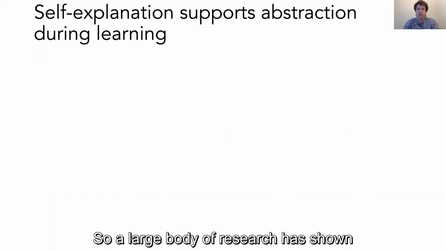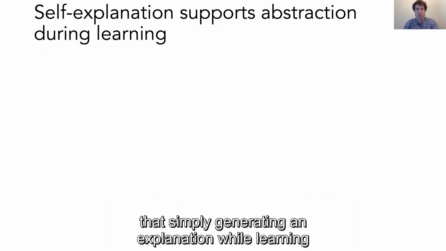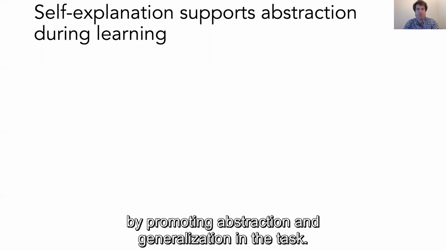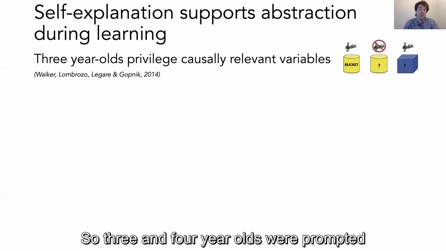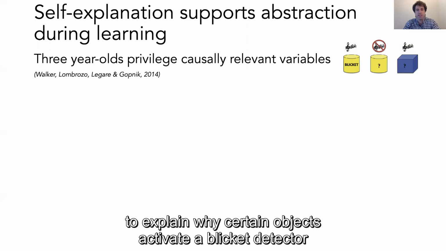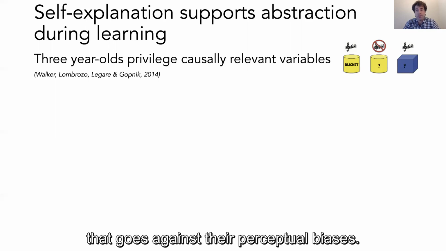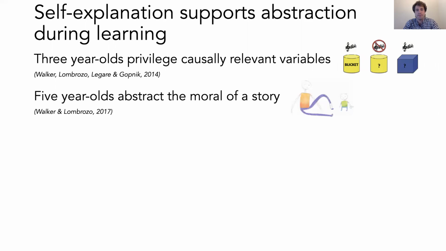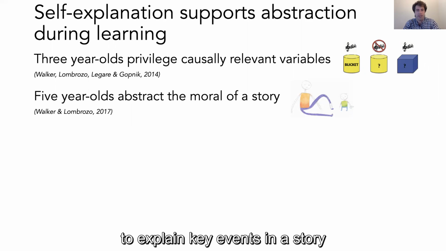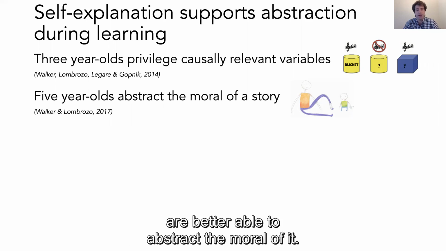So a large body of research has shown that simply generating an explanation while learning supports the learning process by promoting abstraction and generalization in the task. So 3 and 4-year-olds who are prompted to explain why certain objects activate a Blickett detector are more likely to recognize a causal relationship that goes against their perceptual biases. And 5 and 6-year-olds who are prompted to explain key events in a story are better able to abstract the moral of it.